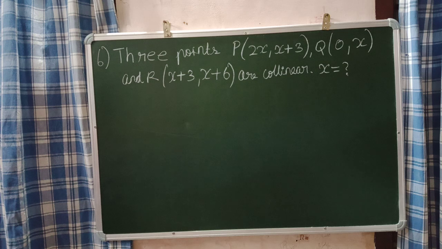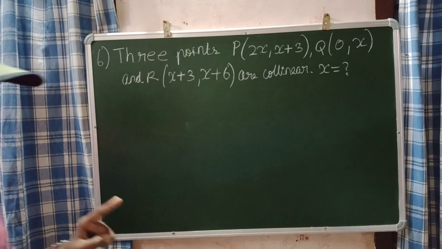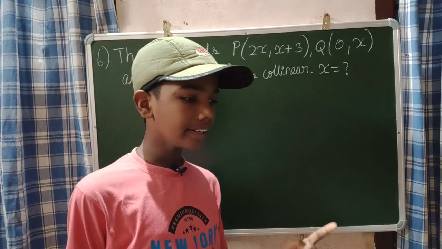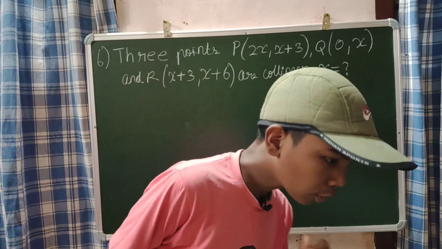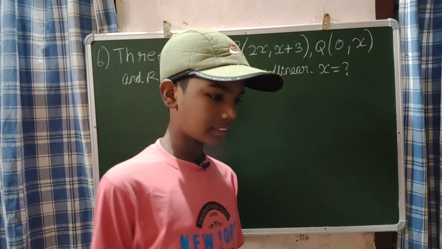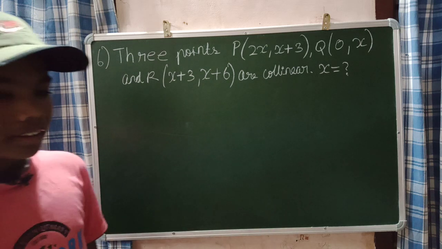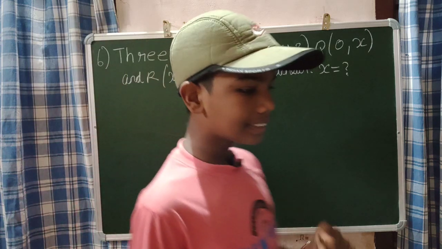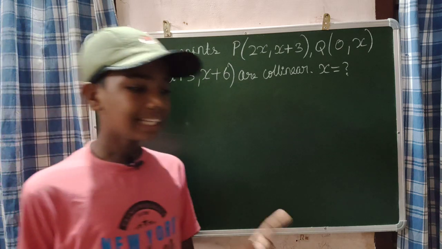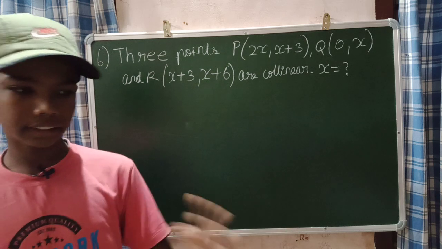Our next question is the 6th question of your Section A. The 6th question is: 3 points P (2x, x plus 3), Q (0, x) and R (x plus 3, x plus 6), and these 3 points are collinear. Then x is equal to what? This is the question, guys. So the options are A 0, B 2, C 3, D 1. These are the 4 options.